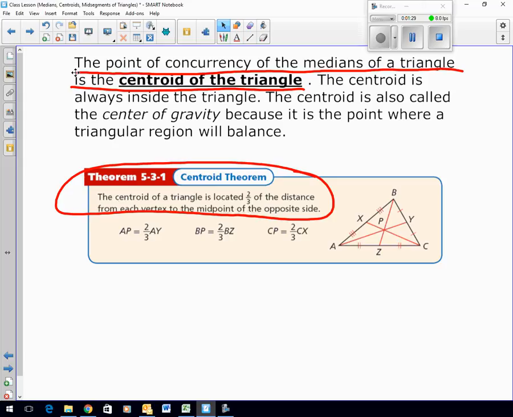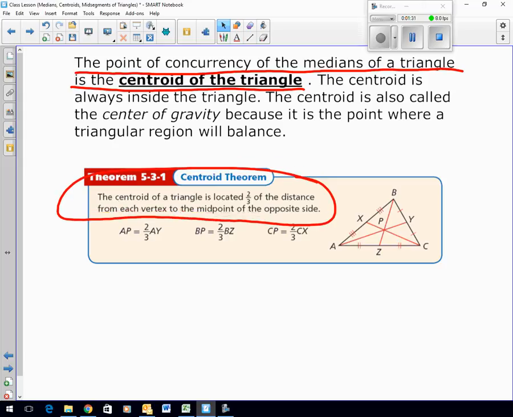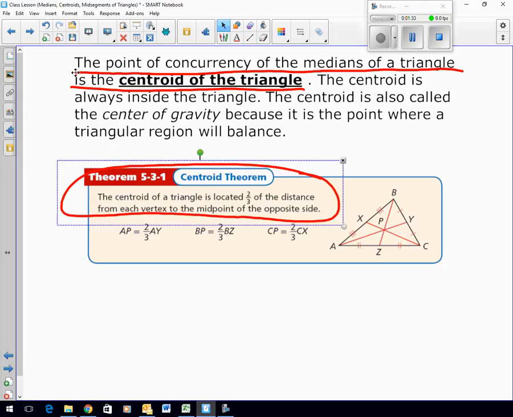The centroid theorem says that the centroid of a triangle is located 2/3 of the distance from each vertex to the midpoint of the opposite side. Really strange to begin with, but it's true. 2/3 of the distance.